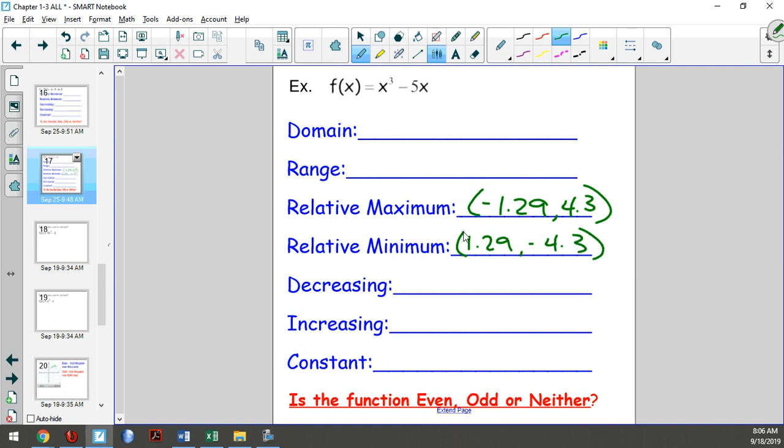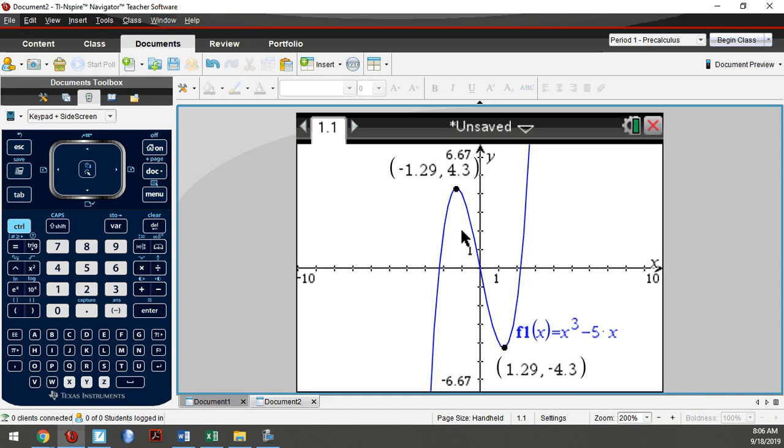Yes or no? Okay. Now, another great way to check if you are even or odd: if I am an odd function, my point in quadrant 2, if I look diagonally, will be exactly the same point in quadrant 4, except the x and the y will both change. So my x in quadrant 2 was negative 1.29, and now it's positive 1.29. My y in quadrant 2 was 4.3, and then it changed to negative 4.3.